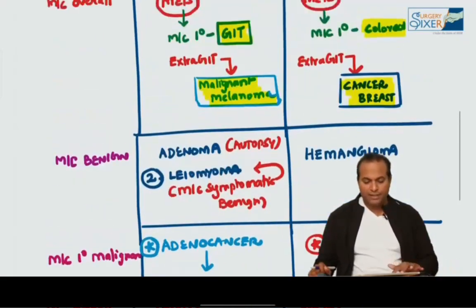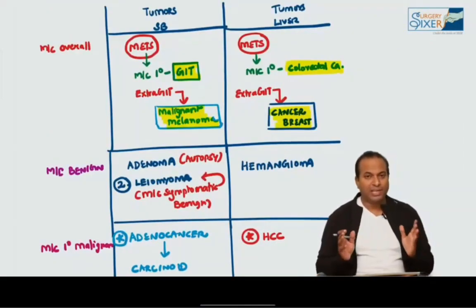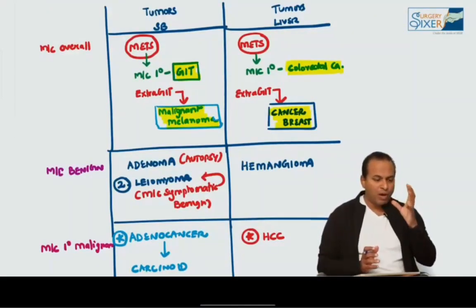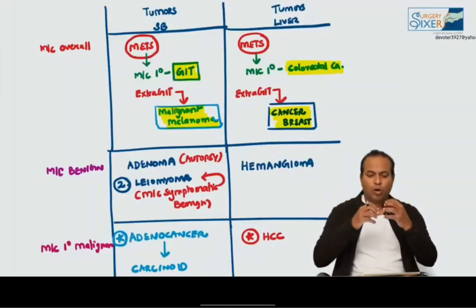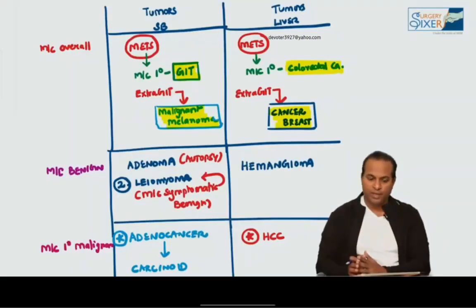So please don't forget this table. It's an interesting table. So I'm comparing small bowel tumors with liver tumors. This is one method of preparation. When you are preparing a topic, we should always compare with a similar other topic. So when you start comparing two topics, both the topics will be there in your brain, very strong. Okay, always try to compare two important topics.